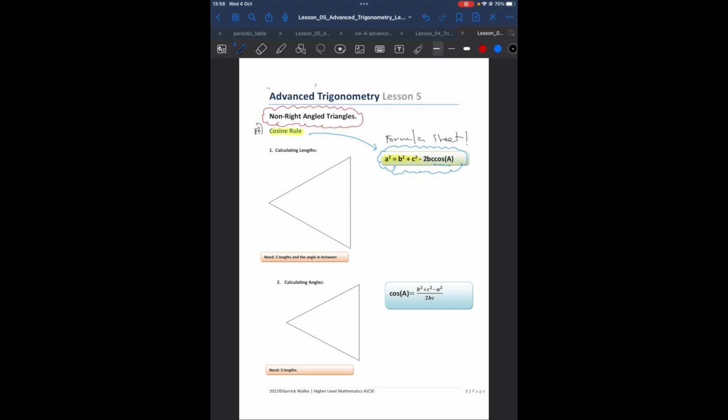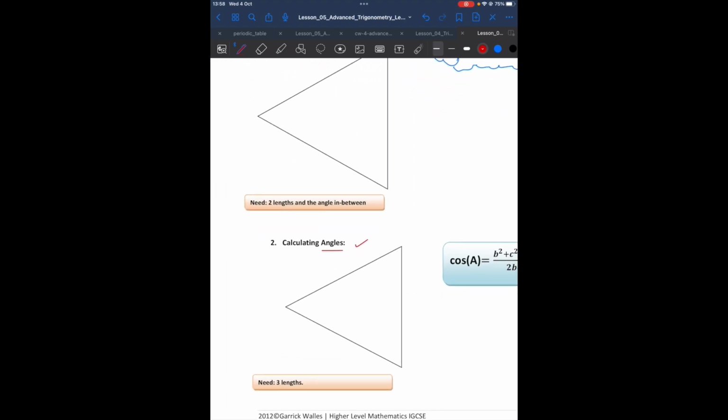Now, there are two things that you can do with this cosine rule. You can use the cosine rule as it stands to calculate a length, or you can use the cosine rule to calculate an angle. And we're going to look at both. So how do you go about using this formula, a squared equals b squared plus c squared minus 2bc cos a, to calculate a length? You need to look at the question.